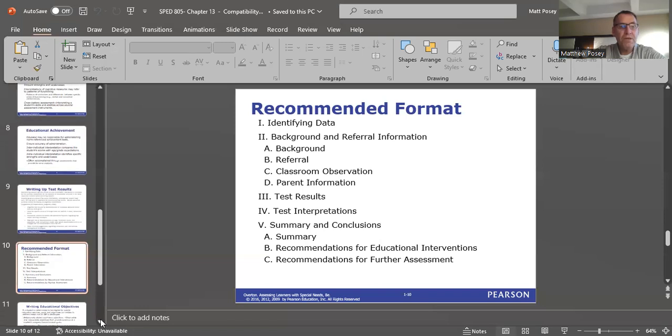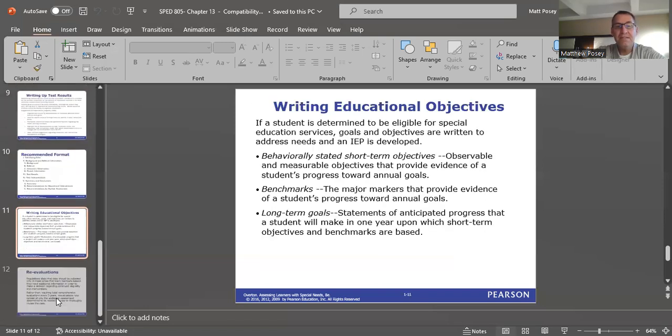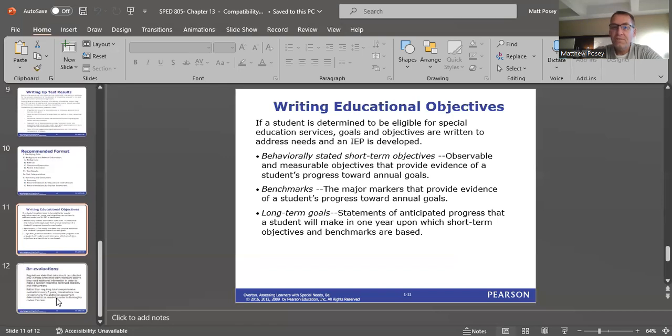And then after that, if it's deemed necessary for services, the team decides, then they sit down and start writing educational objectives. And this is when the IEP is developed. Within that, we'll state any behavioral short-term objectives. We want to include objectives that are observable and measurable. Then we also want to establish some benchmarks, and also some long-term goals.